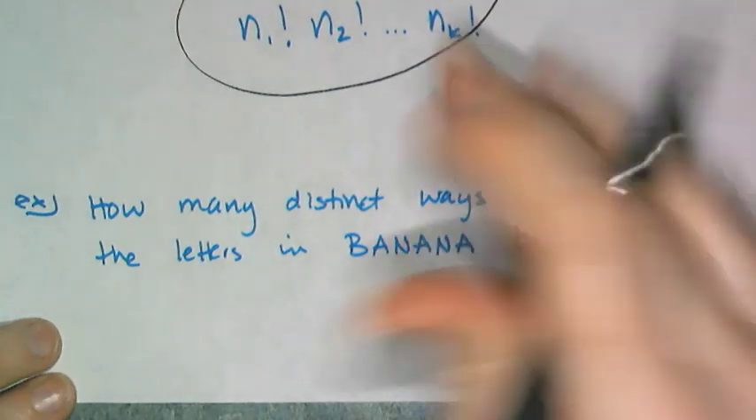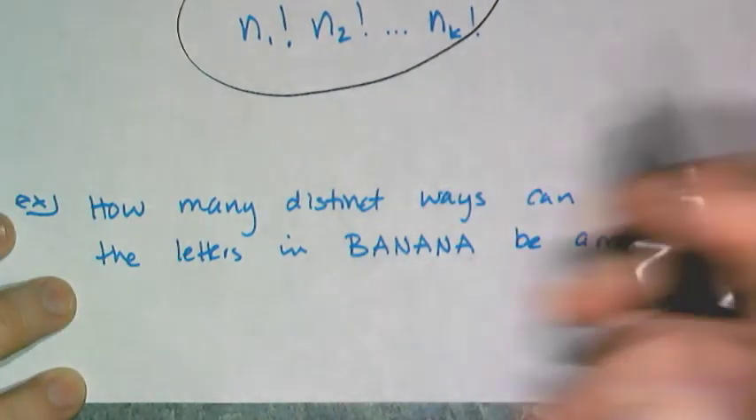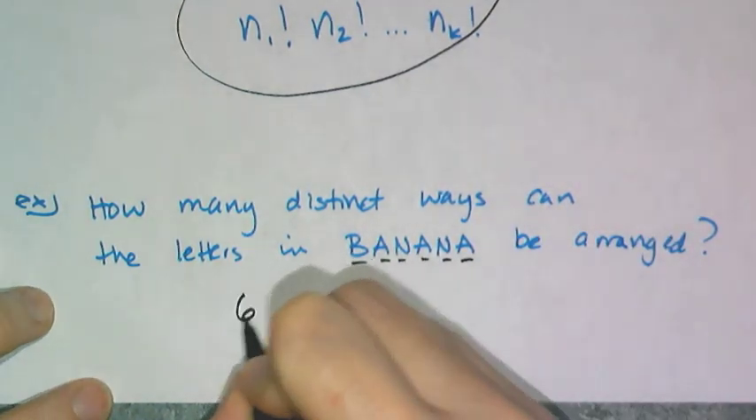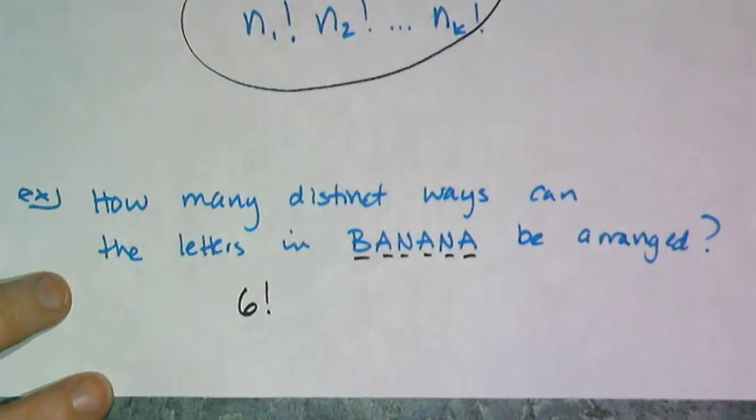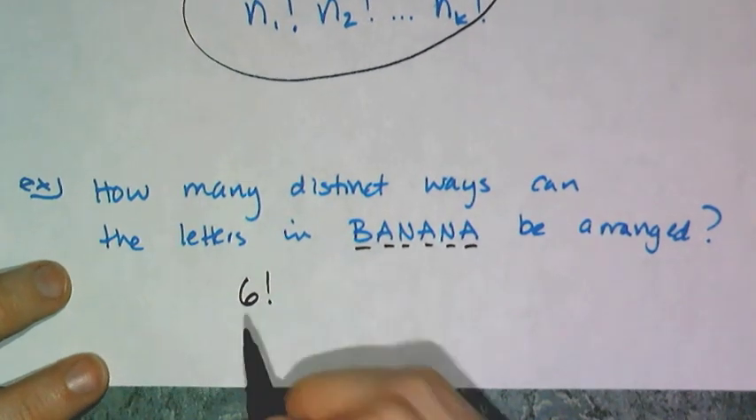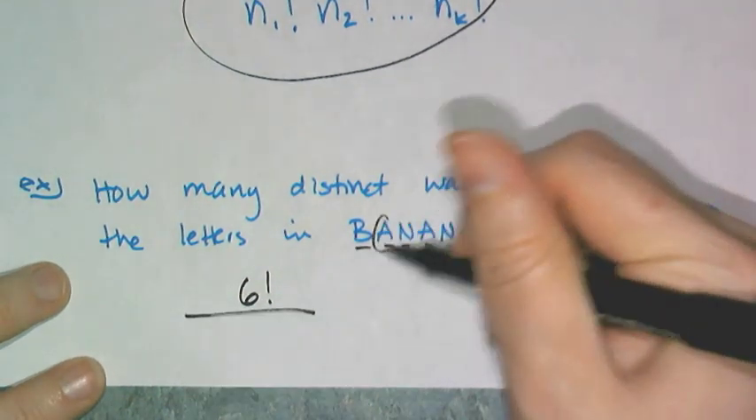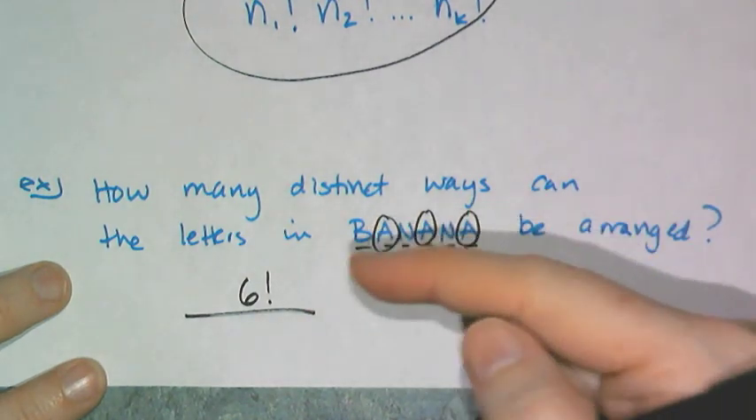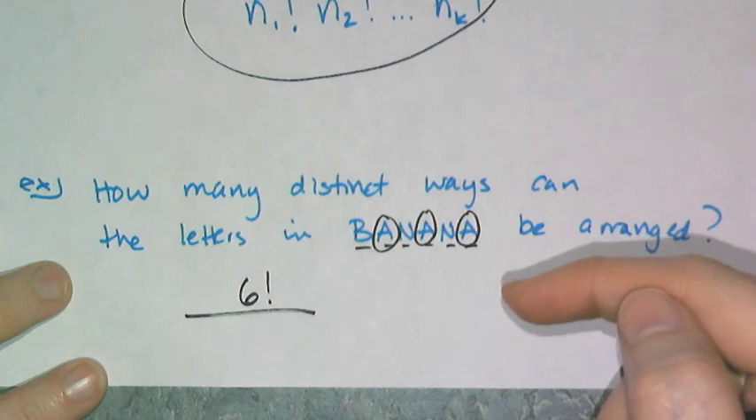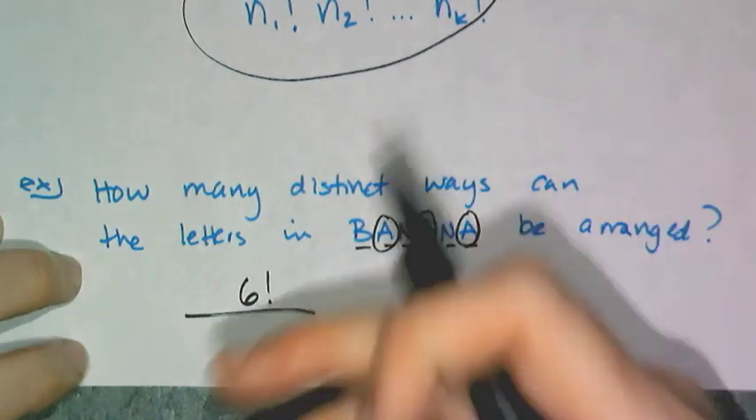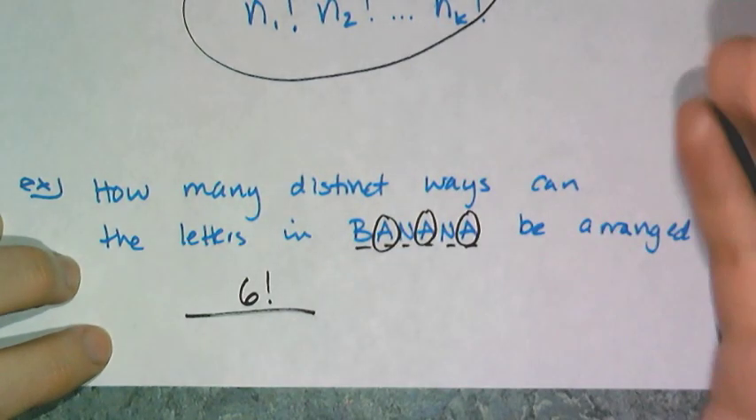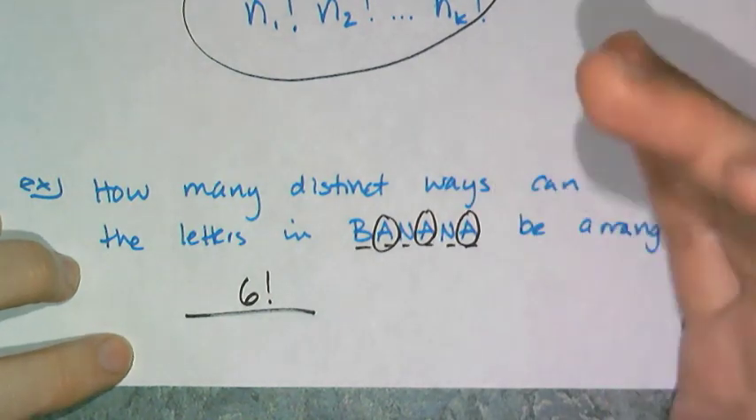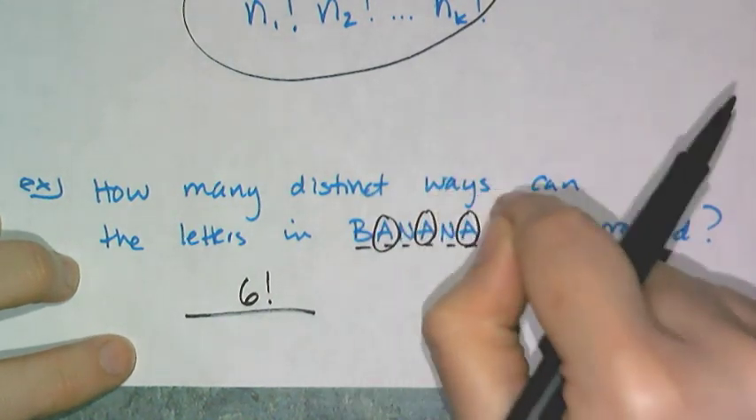So if I just permute all of the letters in banana, I have 1, 2, 3, 4, 5, 6 letters in banana. So the ways to arrange the letters in banana is 6 factorial. But I have 3 A's. And there are numerous ways where I can put those A's that's not going to create a new distinct permutation. So I need to divide out the number of ways there are to place these A's.